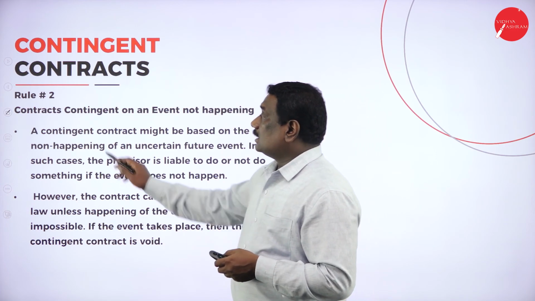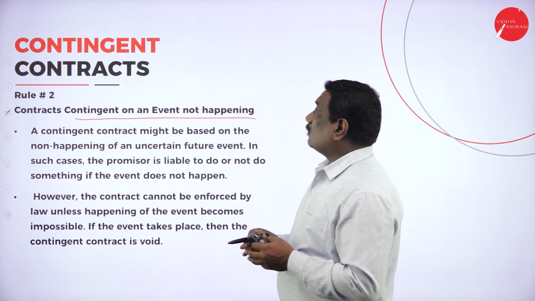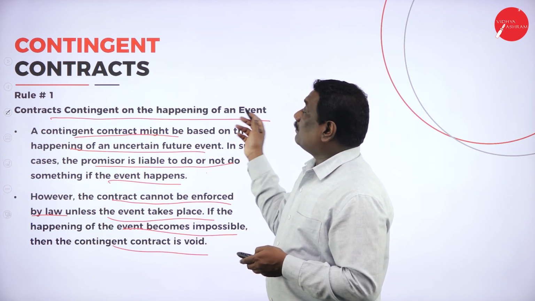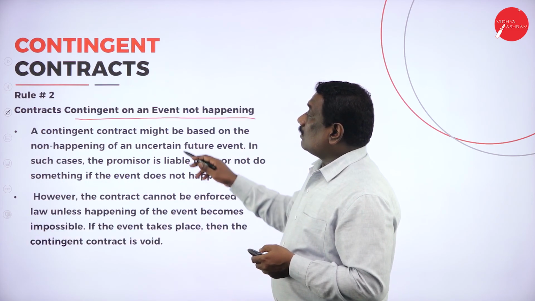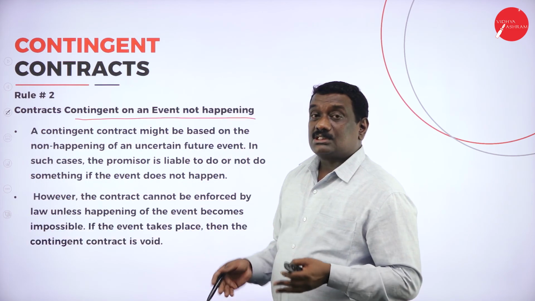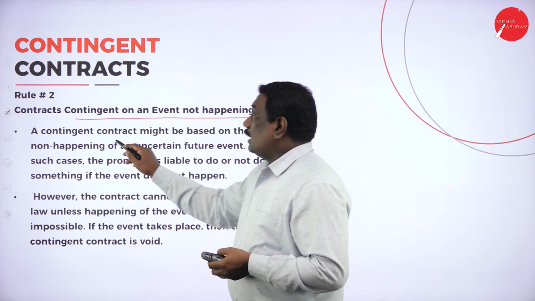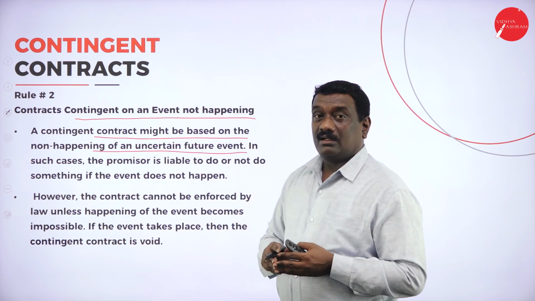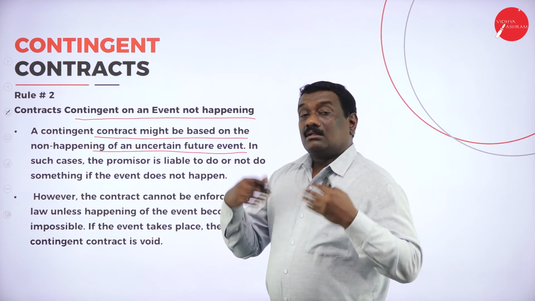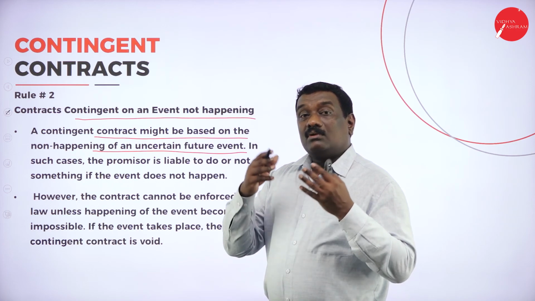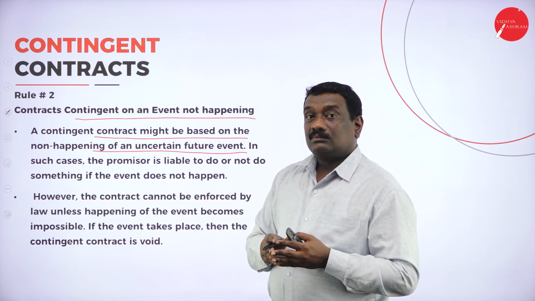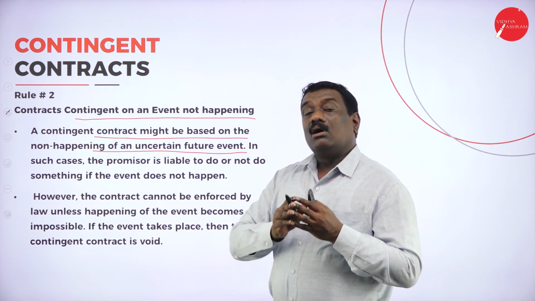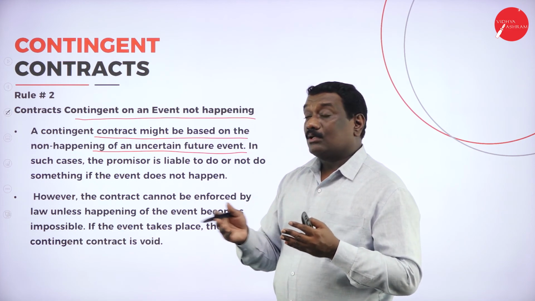Under rule 2, it says contracts contingent on an event not happening. First one was contracts contingent on the happening of an event. Here the contract is contingent on the event not happening. So a contingent contract might be based on the non-happening of an uncertain future event. That means sometimes, for example, where the rain may not come. When you put a condition that I am going to pay you so much on the happening of the event, but if it doesn't happen, what happens here?